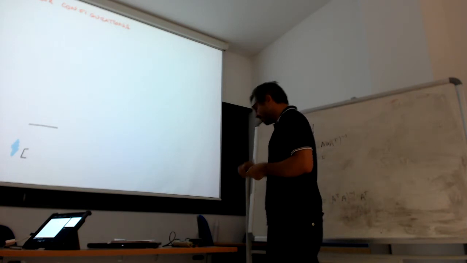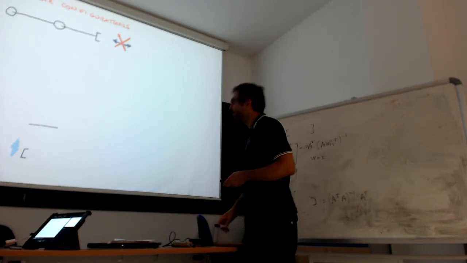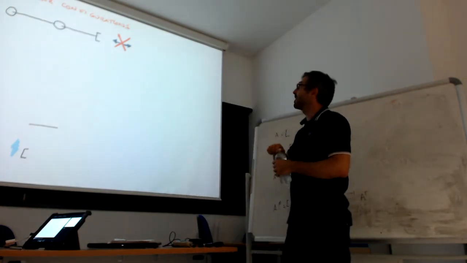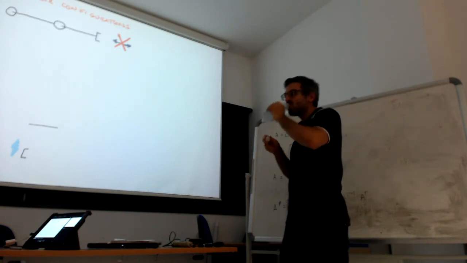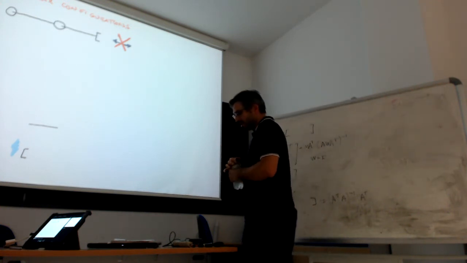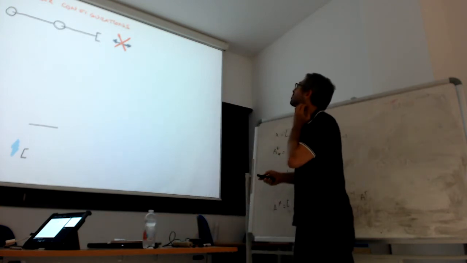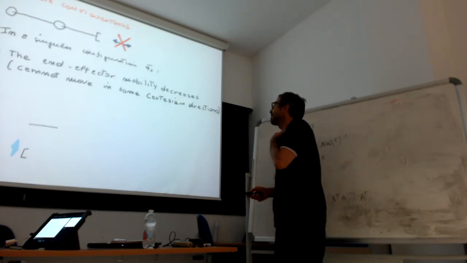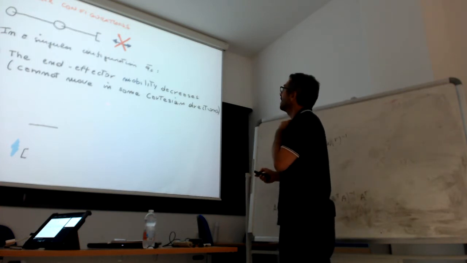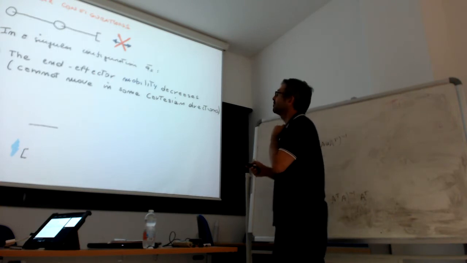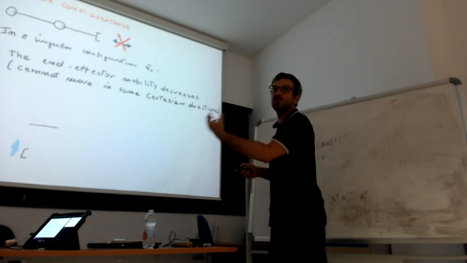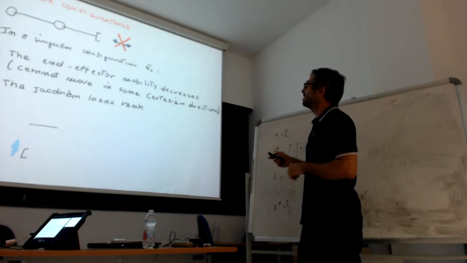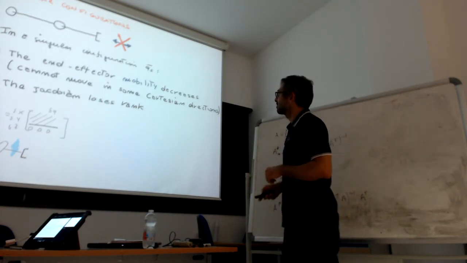So then about the singular configurations, we said that in a singular configuration, we lose mobility in some direction. This is the simplest example of a singularity, called a boundary singularity. And not only do we lose mobility in the singular configuration, but whenever we get close to the singular configuration, the mobility decreases gradually. So it's not just 1, 0, it's gradually decreasing until going to 0. And once in singularity, the end effector cannot move anymore in some Cartesian direction.